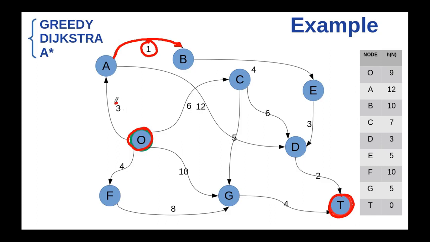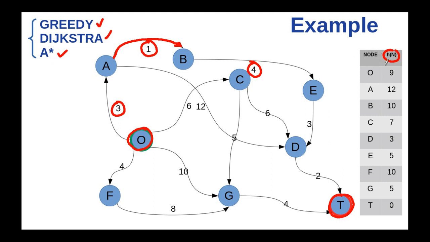As you can see here, we have all the weights being associated to every subpath, to every connection from one node to its neighbors. And we will do this by means of these three algorithms: the greedy, the Dijkstra, and the A-star algorithms. As you can see, we have also the heuristics for every node.